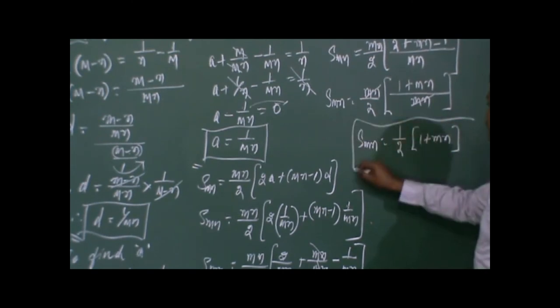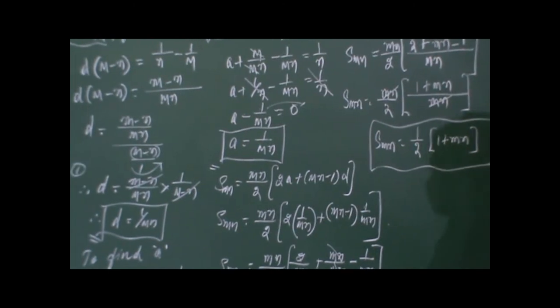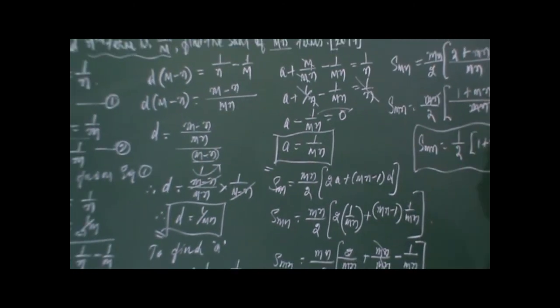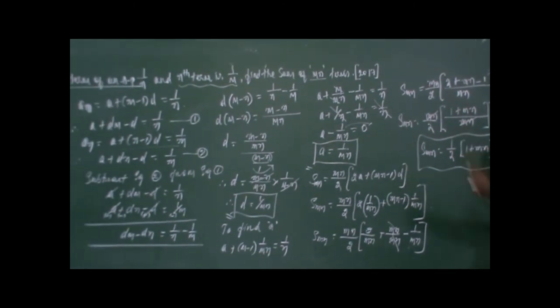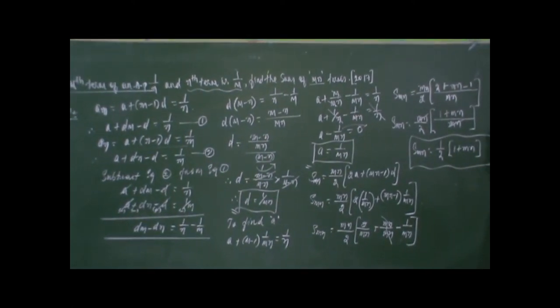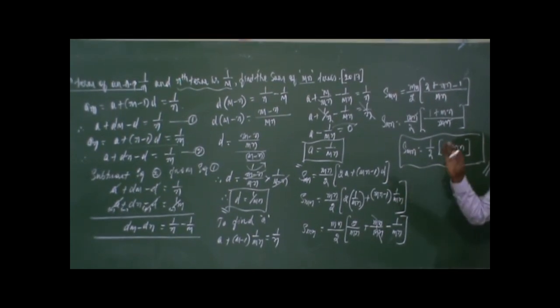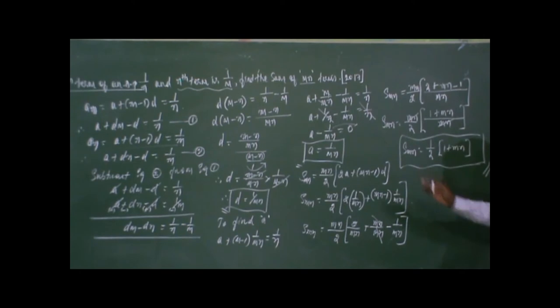So this is the sum of the first MN terms of an AP whose mth term is 1 by N and nth term is 1 by M. So you have to practice this. It requires a lot of practice. So concentrate on each and every step. Be very vigilant. Check every step and do it. It requires a little bit of practice. Right. It is for 4 marks.